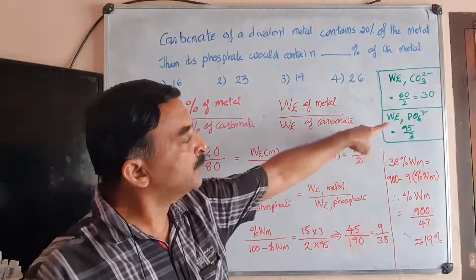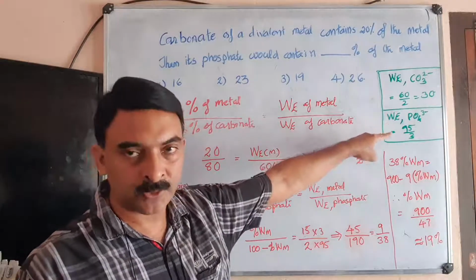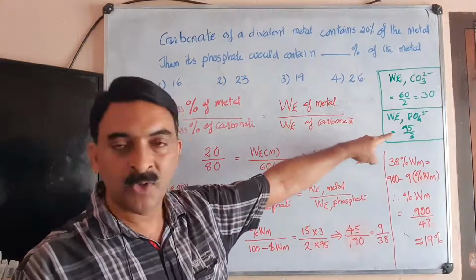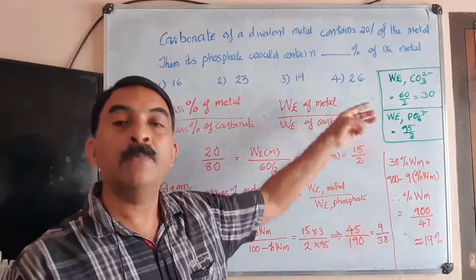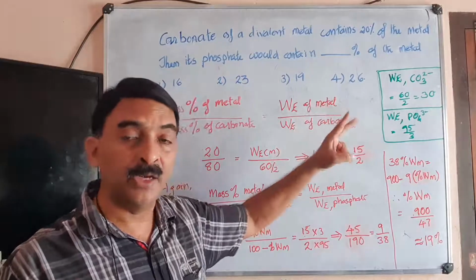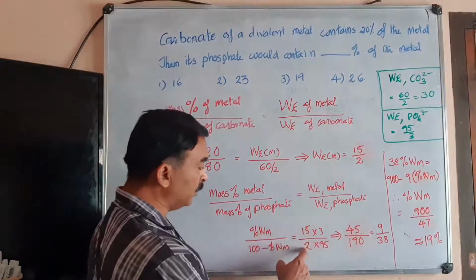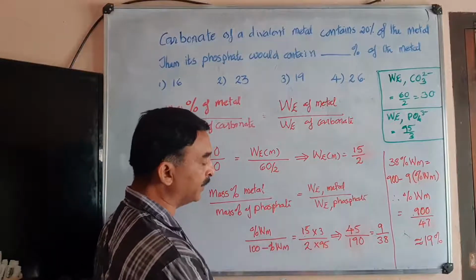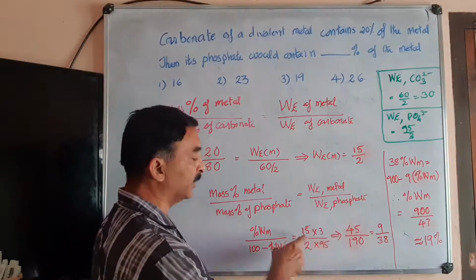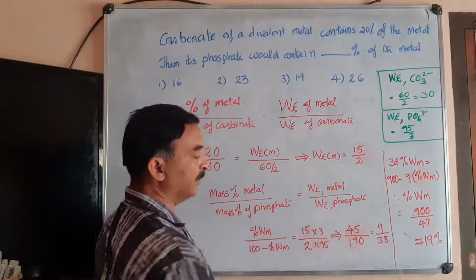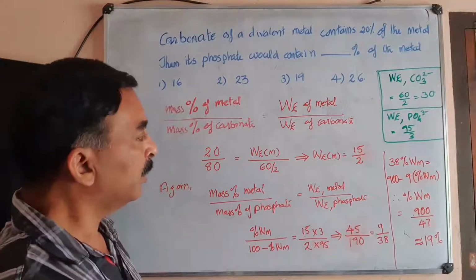See, ionic mass of phosphate: 31 for phosphorus and 4 into 16, 64, for oxygen. Summing up you get 95, and phosphate is trivalent, not divalent, so you have to divide it by 3. So here you substitute 15/2 whole divided by 95/3. So 95/3 gets inverted: 15 into 3/2 into 95. You get 9/38. Okay, 9/38.